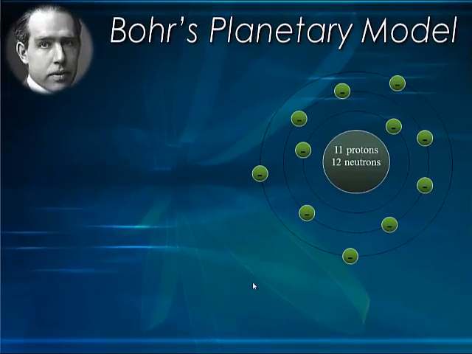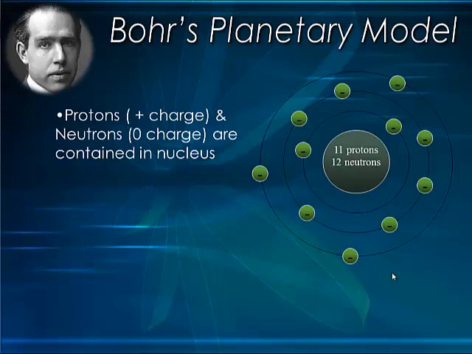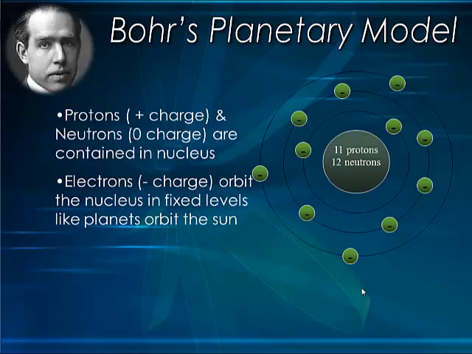So our next model is the planetary model, and this is something that you probably are familiar with if you've looked at the atom. The Bohr model said that we had protons, which had a positive charge, and neutrons, which had a neutral charge, and they were contained in the nucleus, very similar to the way Rutherford looked at his model. And he said that electrons, which were on the outside, orbit the nucleus in fixed levels, very similar to the way that planets orbit the sun.